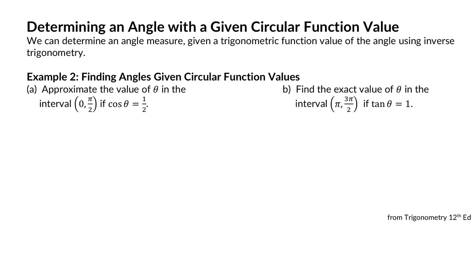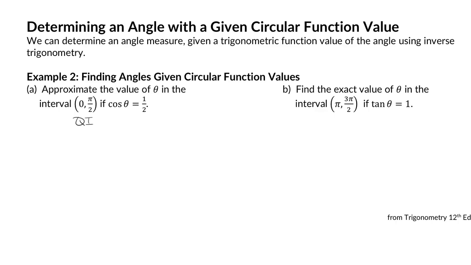Part A here says to approximate the value of theta in the interval from 0 to pi over 2 if cosine of theta is equal to 1/2. Ooh, there's a lot of things we need to understand here. This interval from 0 to pi over 2. Which one of the 4 quadrants am I talking about if I only want you to look between 0 and pi over 2? Yeah, Adriana, you're pointing at it. Quadrant 1, right? Because quadrant 1 starts at 0 and ends at 90 degrees, which is pi over 2.